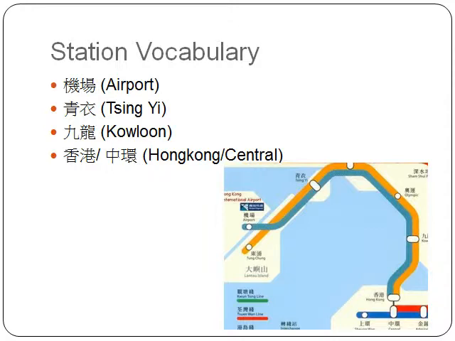Now, after Tsing-yi, the next station, also an interchange station, is the Kowloon Station. And what Kowloon means in Cantonese is 9 dragons, with the first kanji being 9 and the second kanji being dragon.